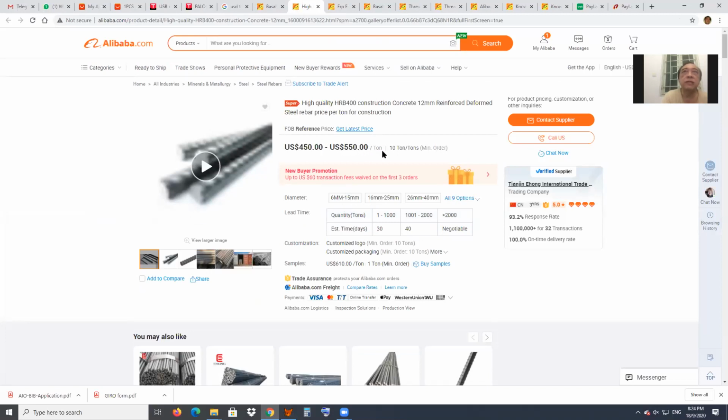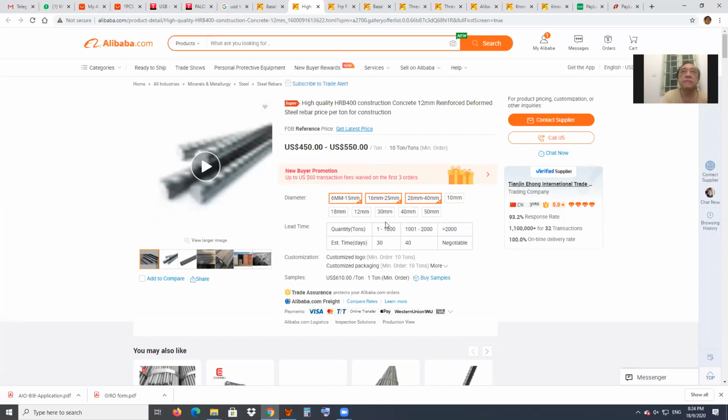okay, the finding is there's a range, so you don't know how much to pay, and then you also don't know what size. You see, they got different sizes. So there's no way you can make payment. It's not a payment site, but they do have this thing where you say get latest price.